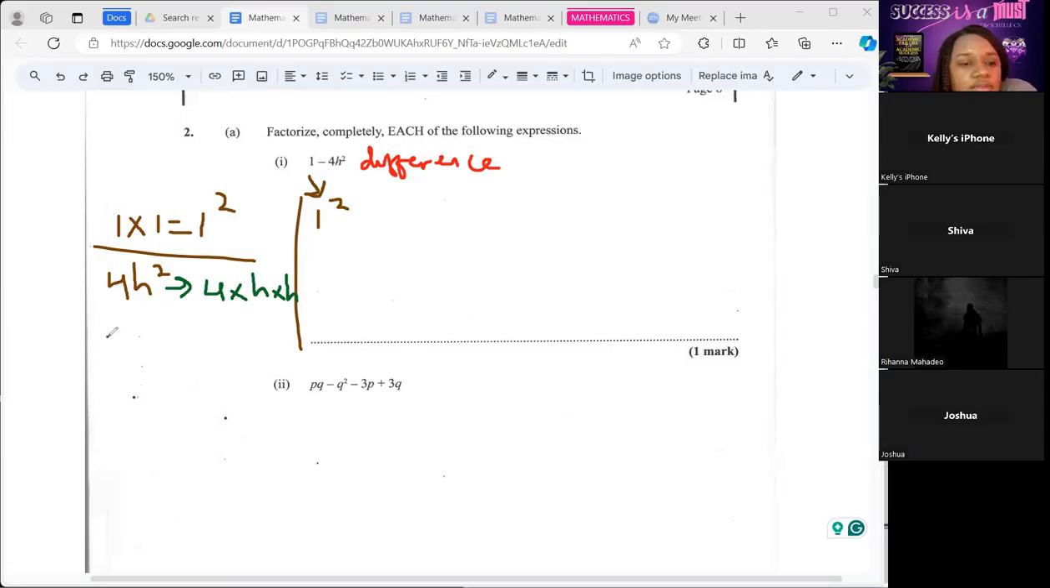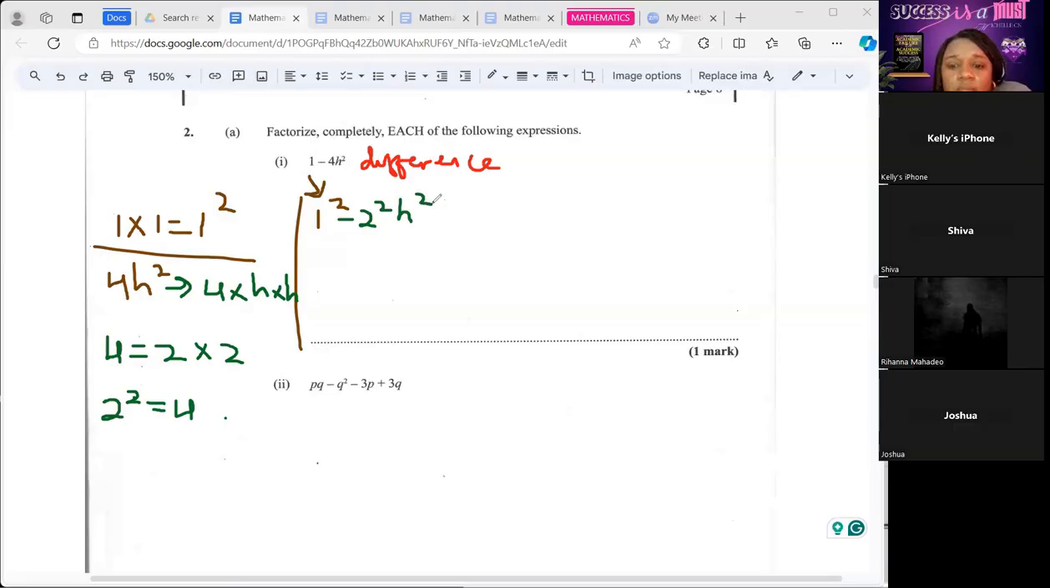you could think to yourself, how do you get 4? How do you write 4 as a square? Some people find the square root or whatever, but I know 2 by 2 will give us 4, right? So 4 as a square can be written as 2 to the power of 2, which is actually 4. So I could rewrite this as 1 squared minus 2 squared h squared.